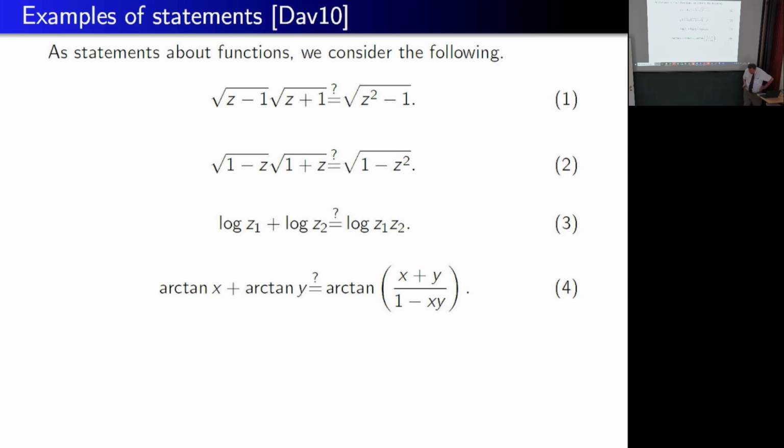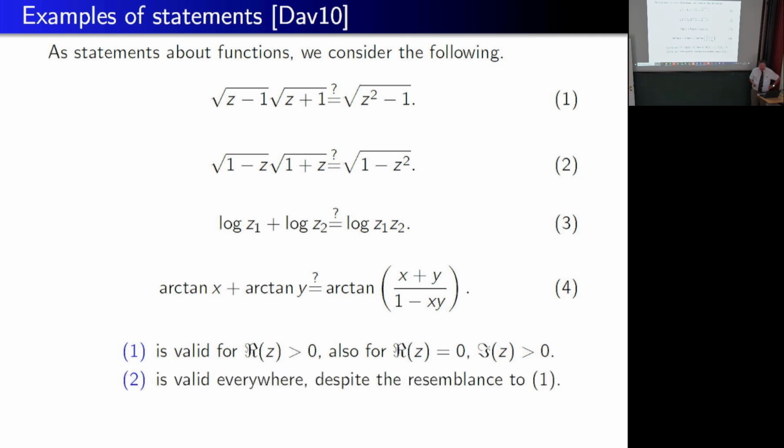And with the standard interpretations, which I'll come to in more detail later on what I mean by that, but with what one should call the standard interpretations, then what happens is that the first one is valid when the real part of z is positive, or actually when the real part of z is 0, the imaginary part is positive. The second one is actually always valid, even though it looks very like the first one.